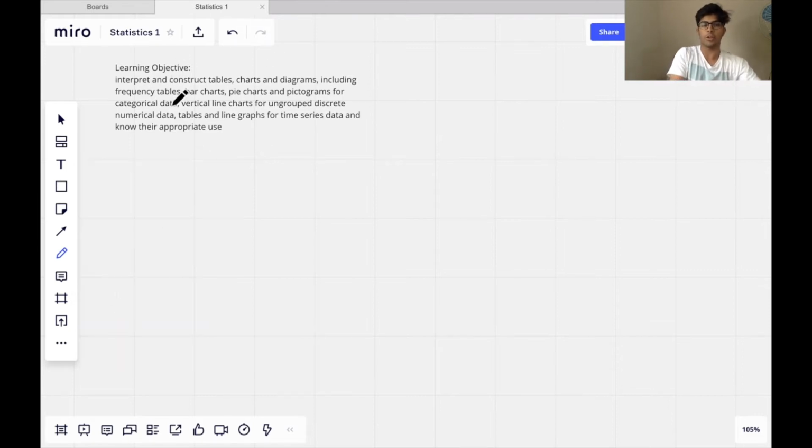So the first learning objective is to interpret and construct tables, charts, and diagrams, including frequency tables, bar charts, pie charts, and pictograms for categorical data, vertical line charts for ungrouped, discrete, numerical data, tables and line graphs for time series data, and know their appropriate use. A bit of a long learning objective, but this whole objective is just about different ways of representing data and the possible insights we can gain from that.